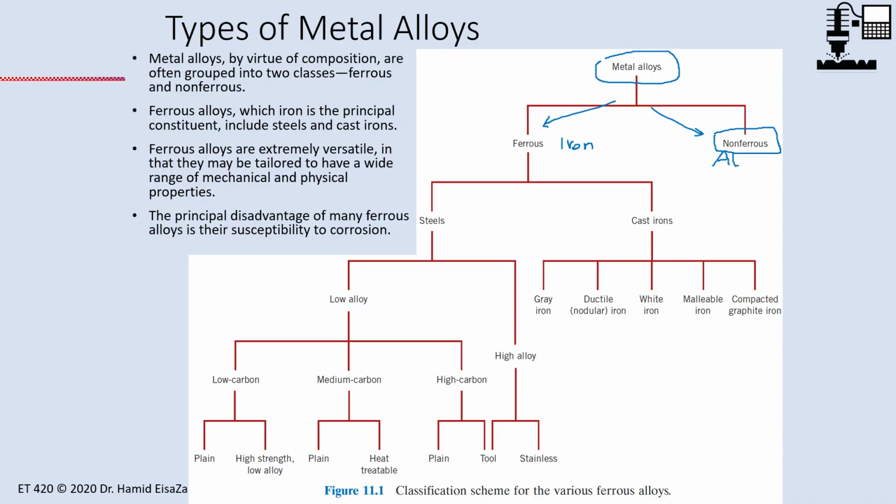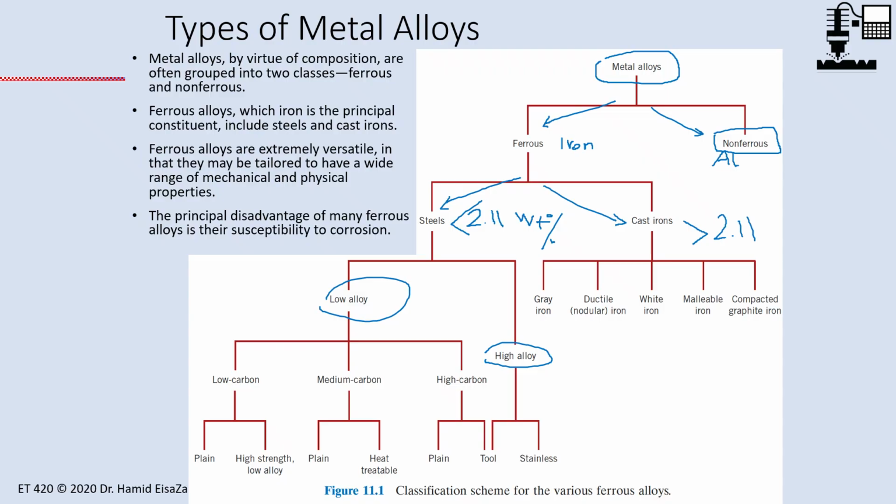In the ferrous alloys, we have steel and we have cast iron. In the steel, the amount of carbon is less than 2.11 weight percent. But in the cast iron, the amount of carbon is going to be more than 2.11. Okay.